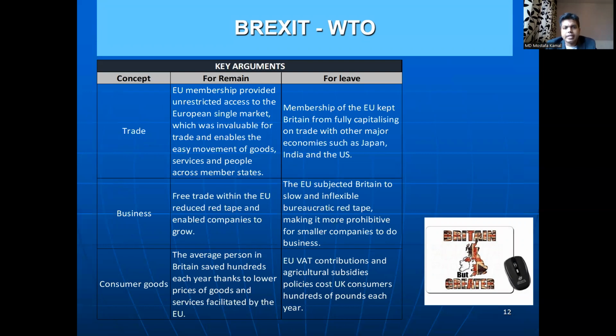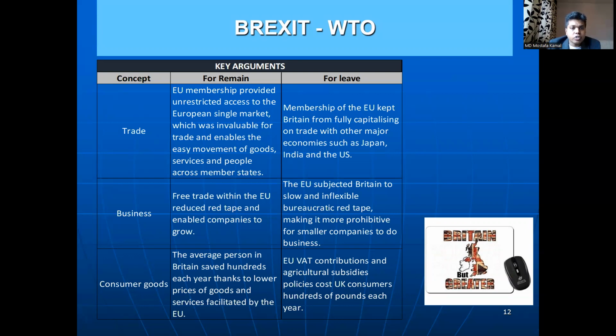We can see for Remain, EU membership provided unrestricted access to the European single market, which was invaluable to trade and enabled the easy movement of goods, services, and people across the member states. And in the case of trade, for Leave, membership of the EU kept Britain from fully capitalizing on trade with other major economies such as Japan, India, and the United States.